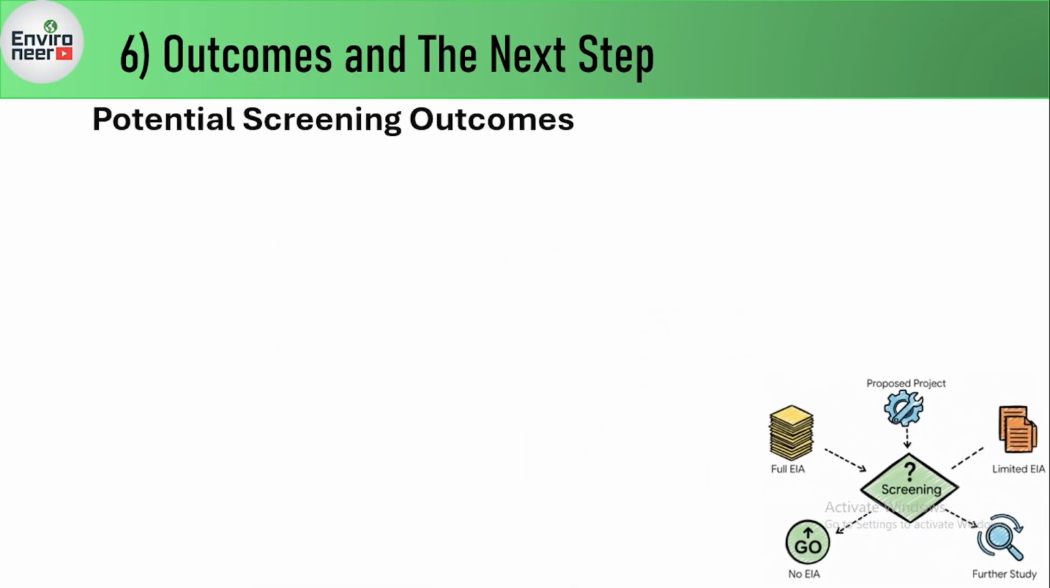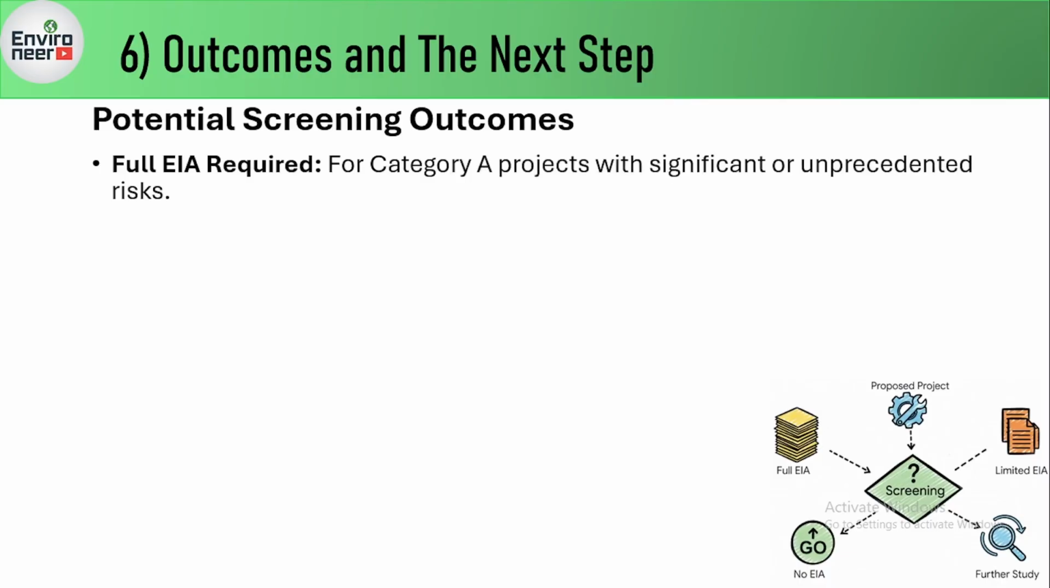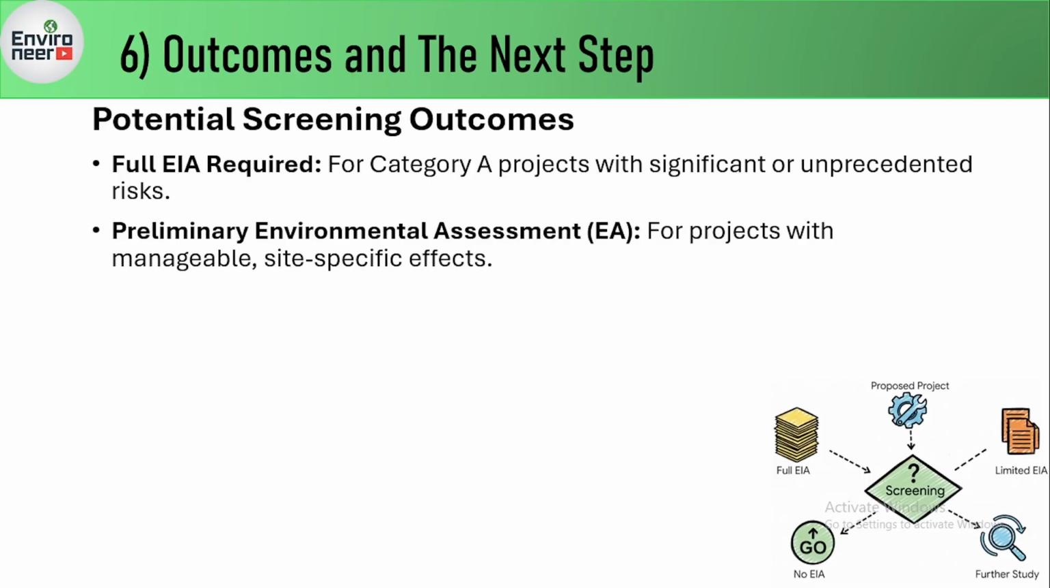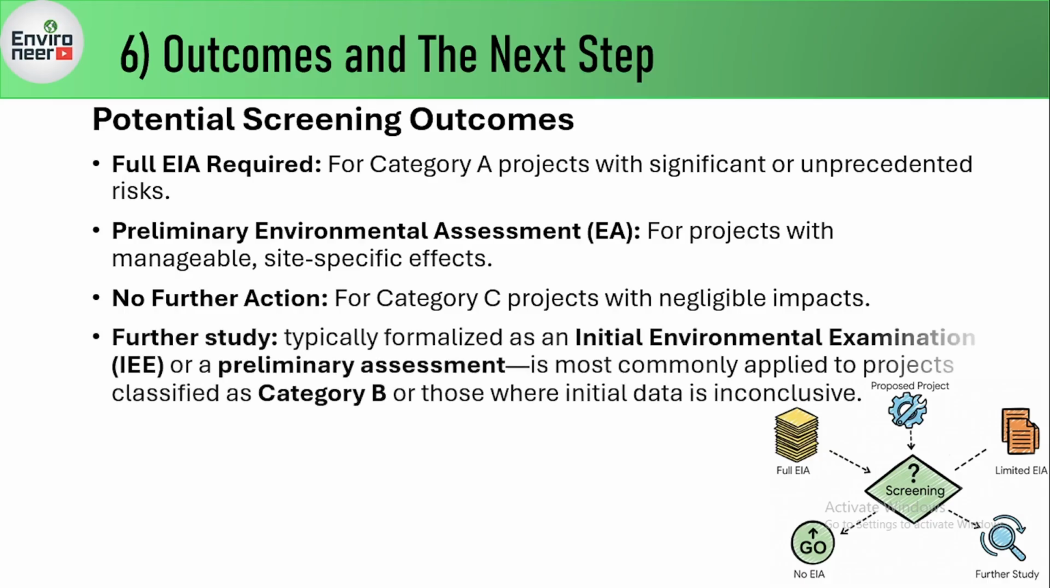At the end of the day, there are really 4 possible verdicts that can come out of screening. The first is that a full EIA is required. This is the most rigorous path. Second, for projects with less serious impacts, the decision might be that only a limited EIA is needed. The third, and for the developer, the best case scenario, is that no EIA is required and the project can move forward. And finally, if there just isn't enough information to make a call, the outcome can be a requirement for further study, that IEE we talked about, to get the answers needed for a final decision.